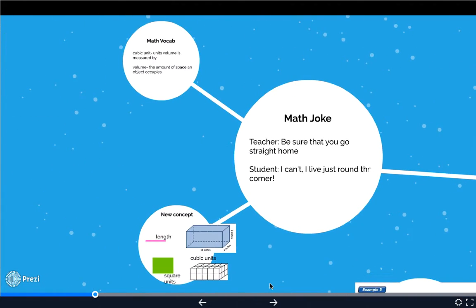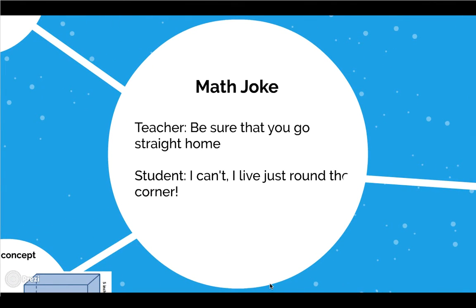Here is your math joke for today. Teacher says, be sure you go straight home. And the student says, I can't. I live just around the corner. Anyway, that's the joke.